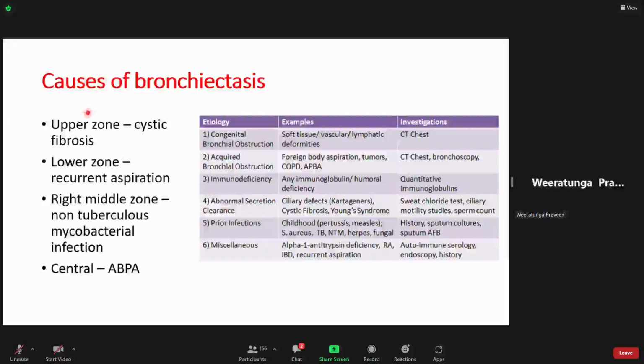So these are some of the important MCQ causes. And the areas that are involved are different in these various types of bronchiectasis. The most important two that we see in MCQs are these. Non-tuberculous mycobacterial infection commonly affects the right middle zone of the lung. And ABPA, allergic bronchopulmonary aspergillosis, which more causes obstructive bronchiectasis. That's more central, around the hilum.